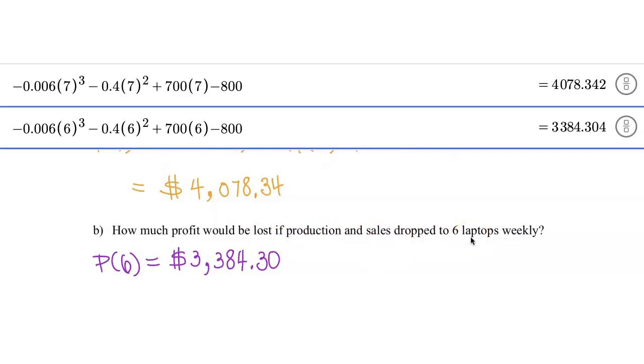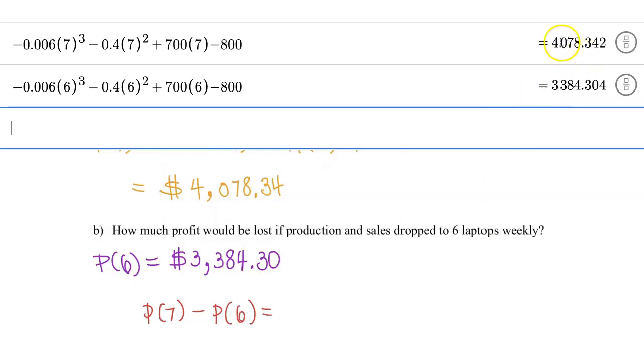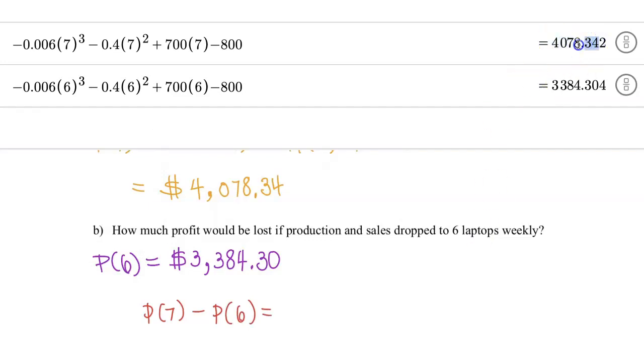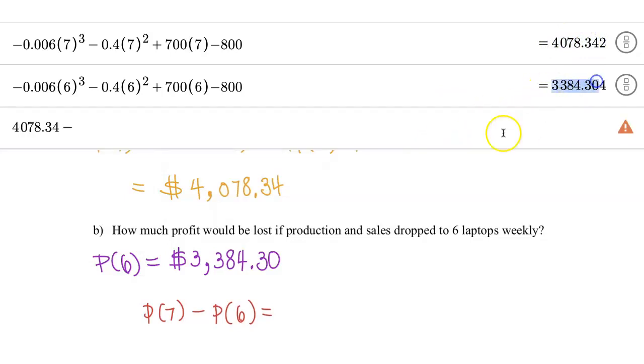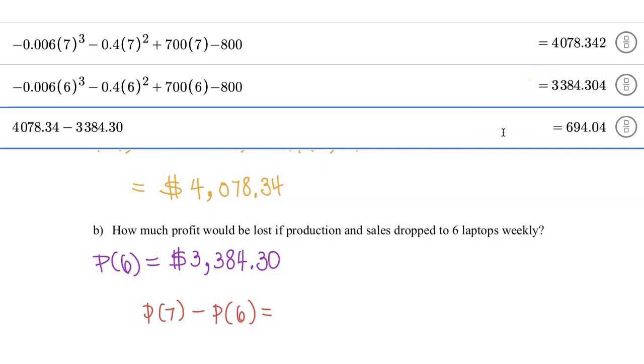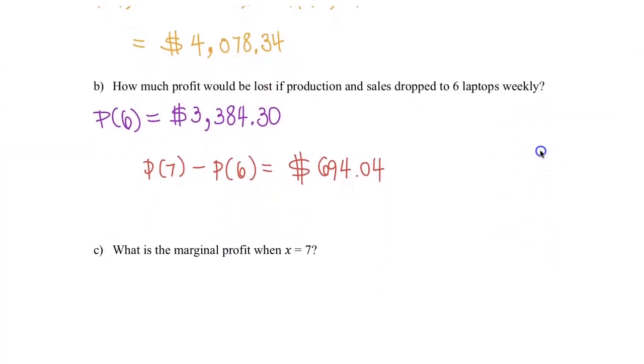To answer their question, how much profit would be lost if production and sales drop to 6 laptops weekly, let's subtract P of 7 that we found in part A and P of 6 that we just found to figure out the loss in profit. I'll copy this first number, the 4,000 number, minus this second answer. So we can say the profit went down by $694.04. That's the loss.